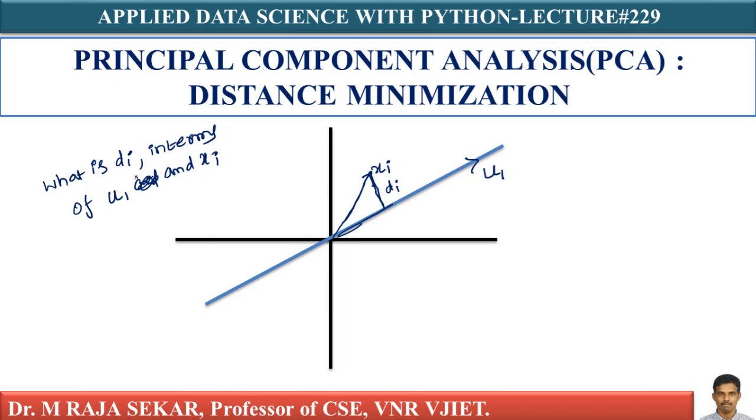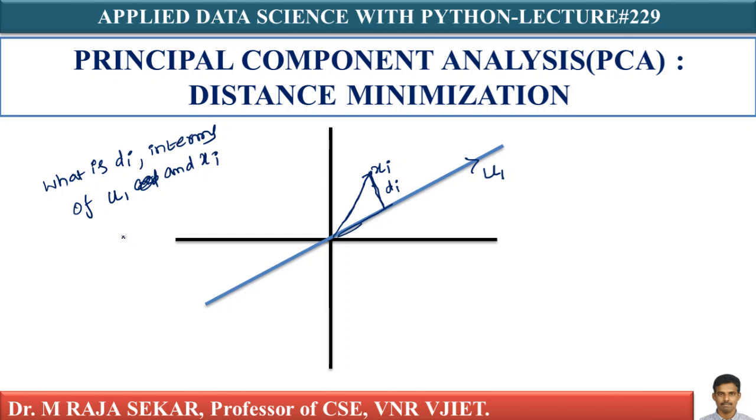I must minimize this distance in the distance minimization formulation of principal component analysis, because we are trying to find u1 such that if I take all the distances from each of my points, I calculate the sum of all these distance squares and minimize it.